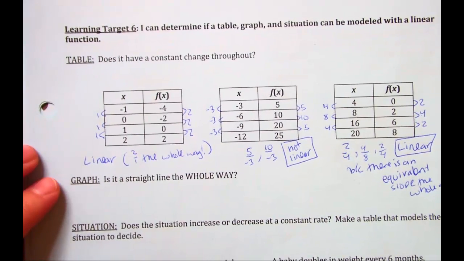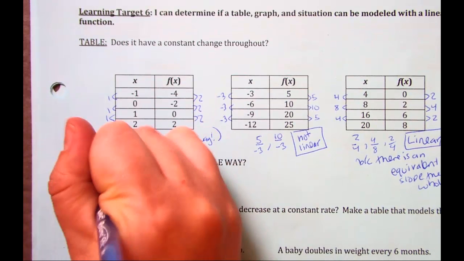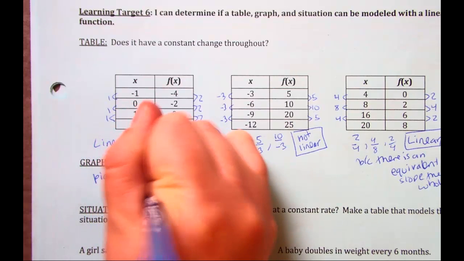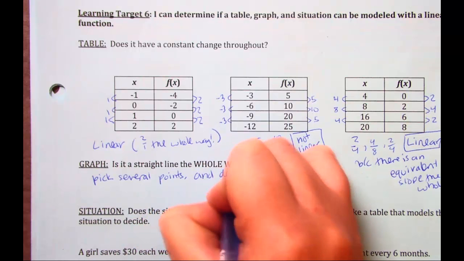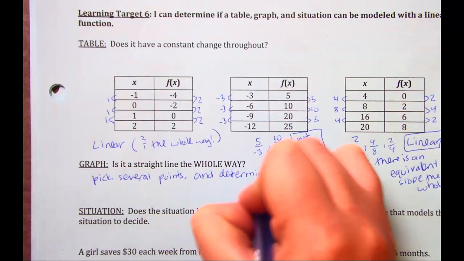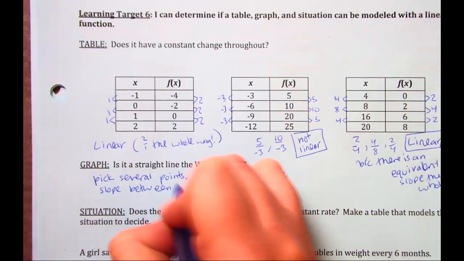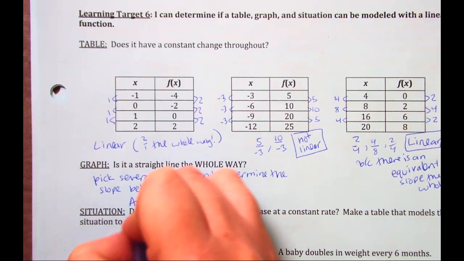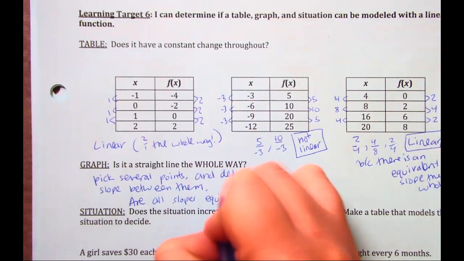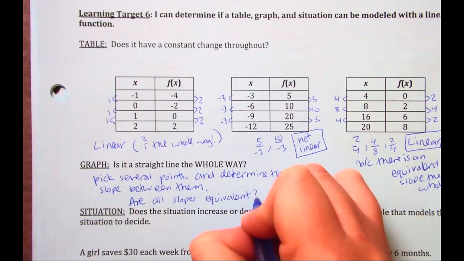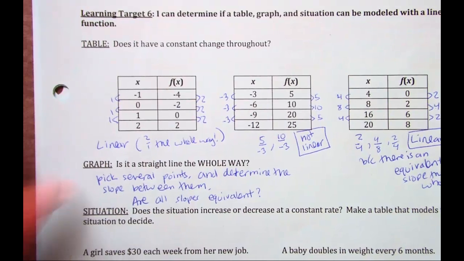For a graph, you're just going to look at that graph and decide, is it a straight line the whole way? You can pick several points and determine the slope between them. Are all slopes equivalent? And if they are, then it is a line.